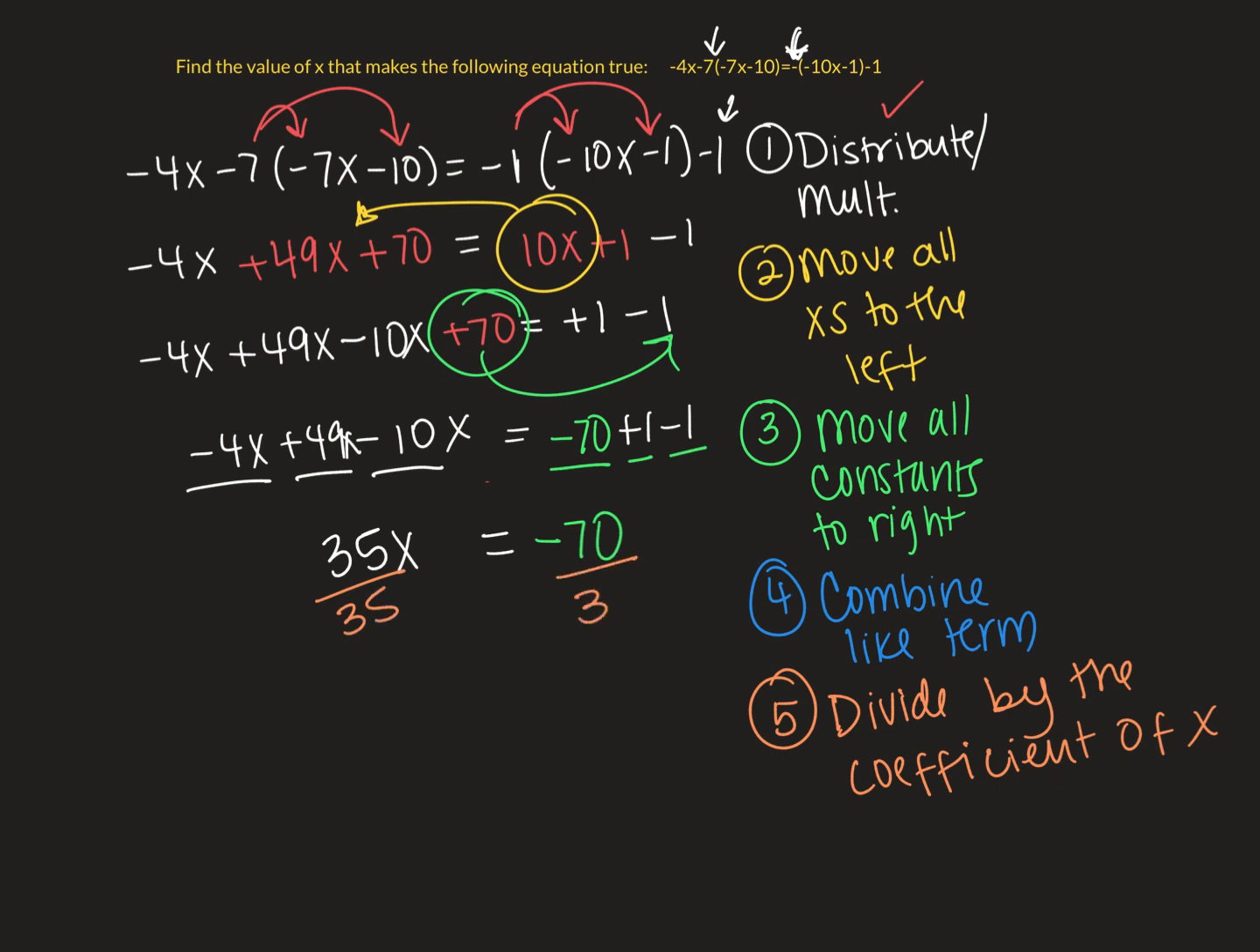Notice it's just 35, not the x with it, because I still want that x by itself on the left side. 35 divided by 35, it's a 1x, which is what I want there. And then on the right side, I have negative 70 divided by 35, which now equals a negative 2. And just like that, I have solved for x.